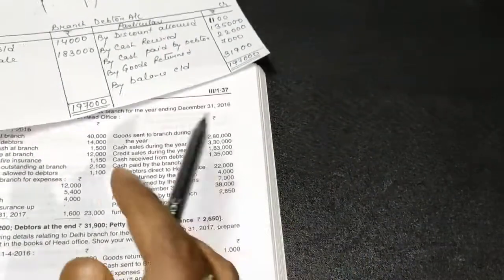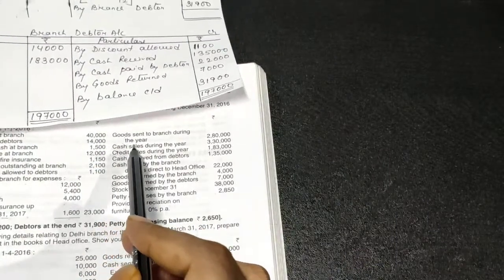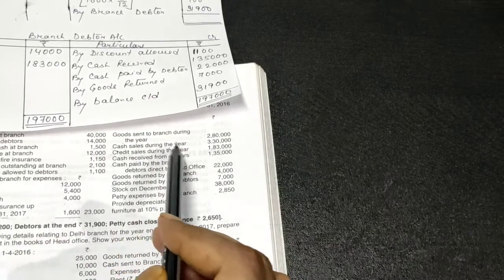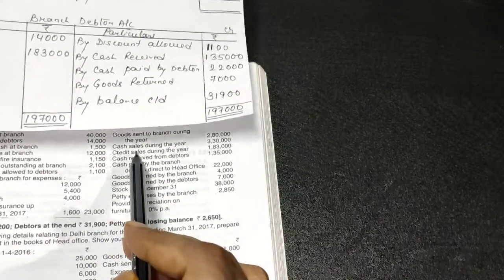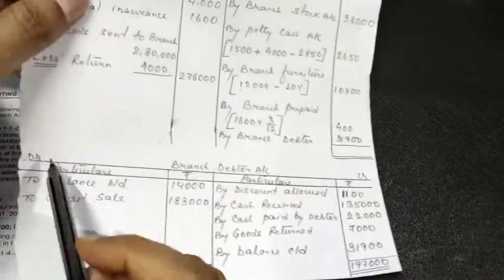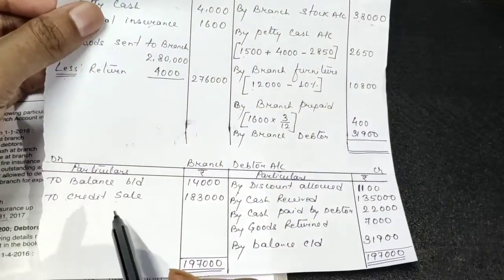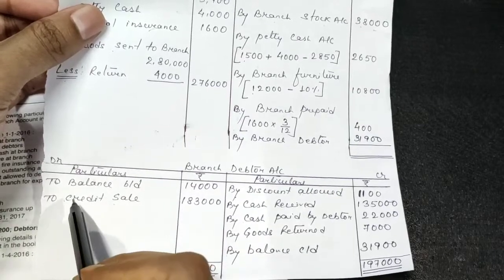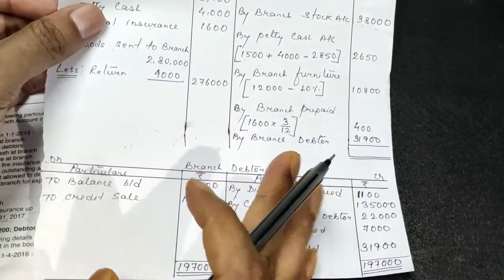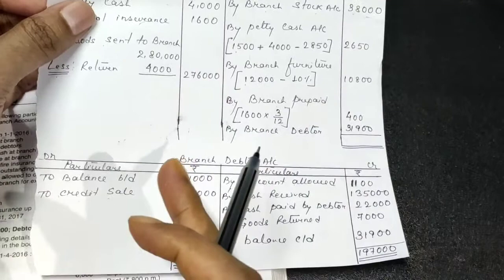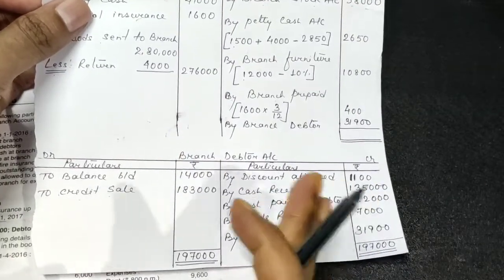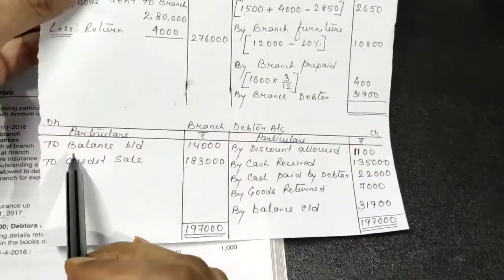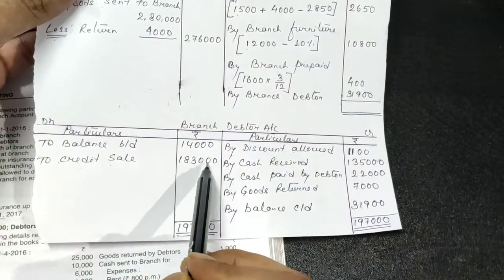Now if we come to this side, you can see cash sales during the year. Cash sales will not come. Credit sale, yes, credit sale will increase your debtor. Credit sale will be recorded here, to credit sale. Basically in every sum you are going to get only one entry here. Opening balance will come by default, and this credit sale will be there in the question. And the remaining entries will come on the other side. Almost in all questions it is like that. So credit sale will be recorded in the debit side, to credit sale 1,83,000 from here.